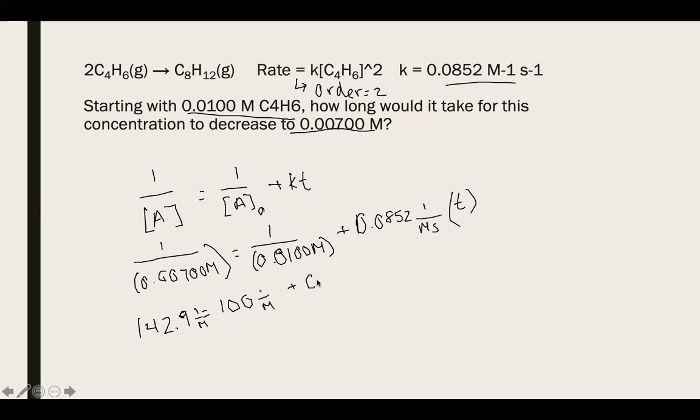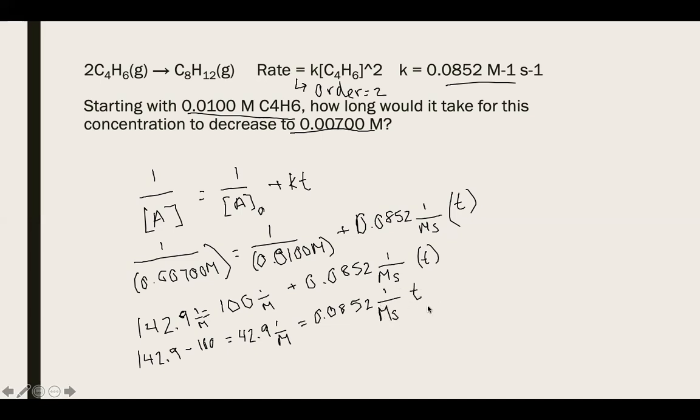And then you'd still have your plus 0.0852, 1/molarity times seconds times T. And so you're trying to find this T value here. So you can just subtract your 100 from this side in order to get it to this side. So you would do 142.9 minus 100 equals 42.9, 1/molar equals 0.0852, 1/molar times seconds times time.